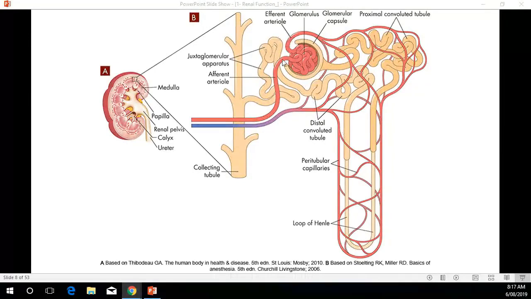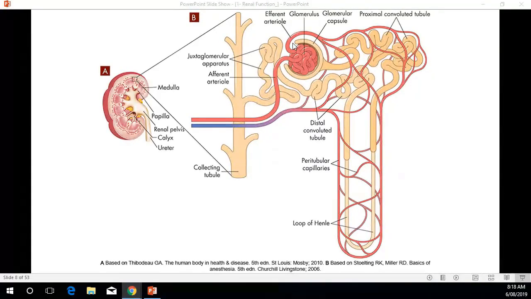If you see here now, the artery comes in, all right, breaks down. So this is the arteriole. Then it forms this structure which is called the glomerulus, which is a tuft of capillaries. Then the arteriole comes out.